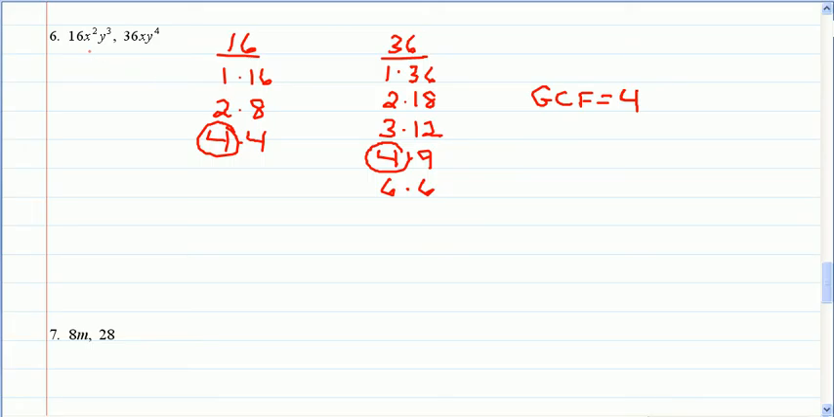But now I look at the letters, and if I start with the x's, we have an x to the first and an x squared. Remember, for greatest common factor, we want the lower of the two powers, which is x, or you can even write x to the first. For the y's, one of the y's is y to the third, and one of them is y to the fourth. The lower of the two powers is y to the third. So we can say that the greatest common factor is 4x to the first, or just x, y to the third.